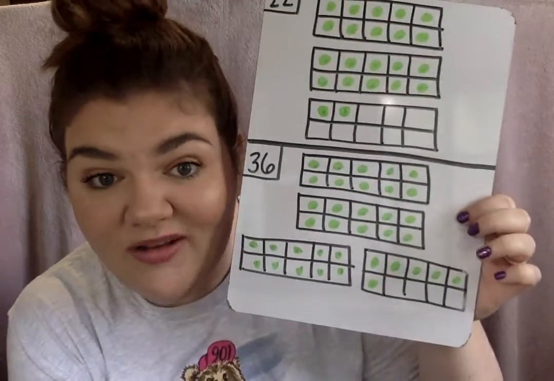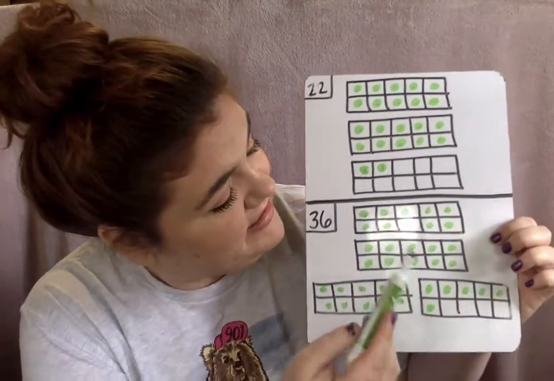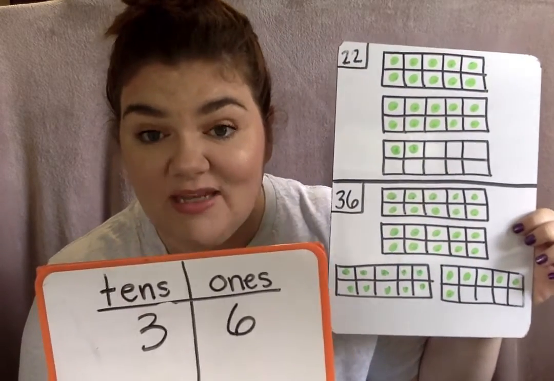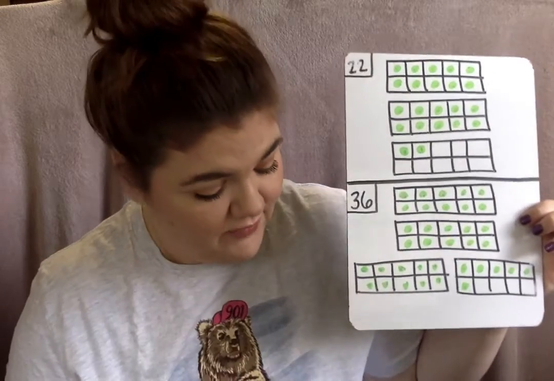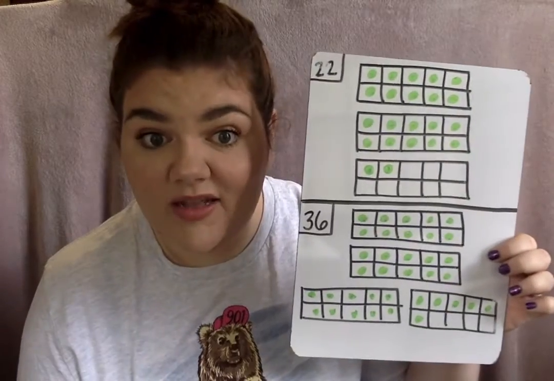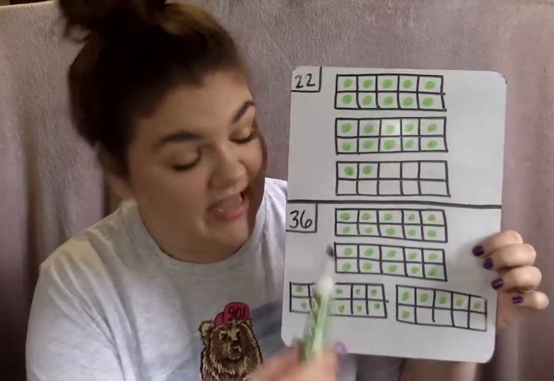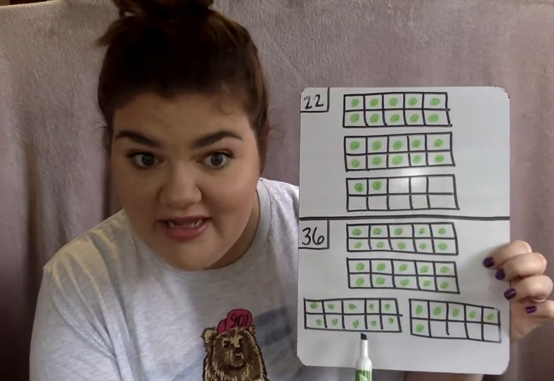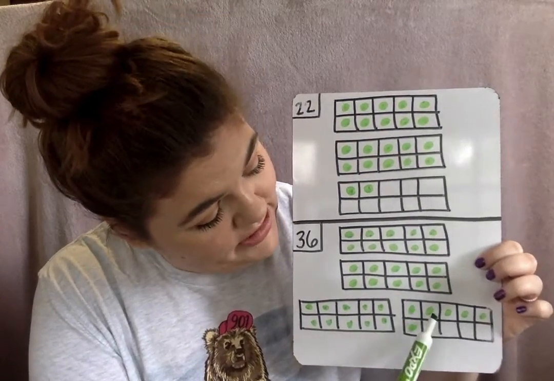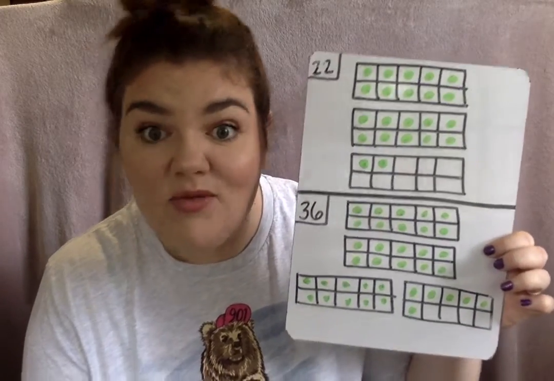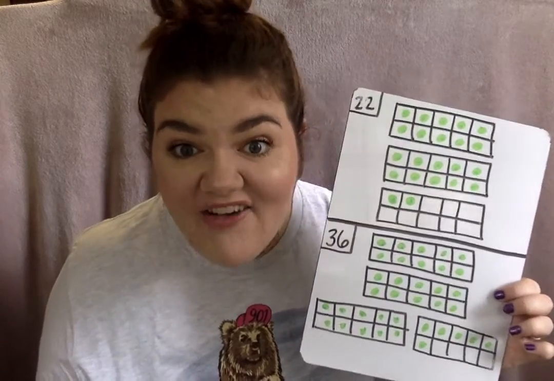So now let's count what we have. Okay, let's count by 10s. We have 1 10, 2 10, 3 10s. Is that what we said we had here? Yeah, we said we have 3 10s. Now let's see if we have 6 1s. 1, 2, 3, 4, 5, 6. Do we have 6 1s? Yeah, we do. Okay, let's count. 10, 20, 30, 31, 32, 33, 34, 35, 36. Did we make 36? Yeah, we did.